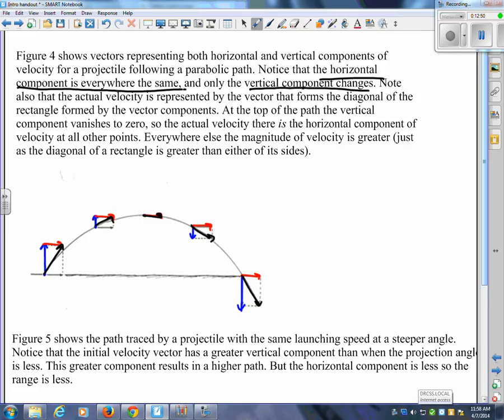Does that make sense? Wait, what did you say about the sum of the black one? The black one, the overall velocity, is equal to the vertical velocity plus the horizontal velocity. Okay? But the VH stays the same. At the top of the path, the vertical component vanishes to 0, so the actual velocity there is the horizontal component of velocity at all other points. Everywhere else, the magnitude of velocity is greater, just as the diagonal of a rectangle is greater than either side.